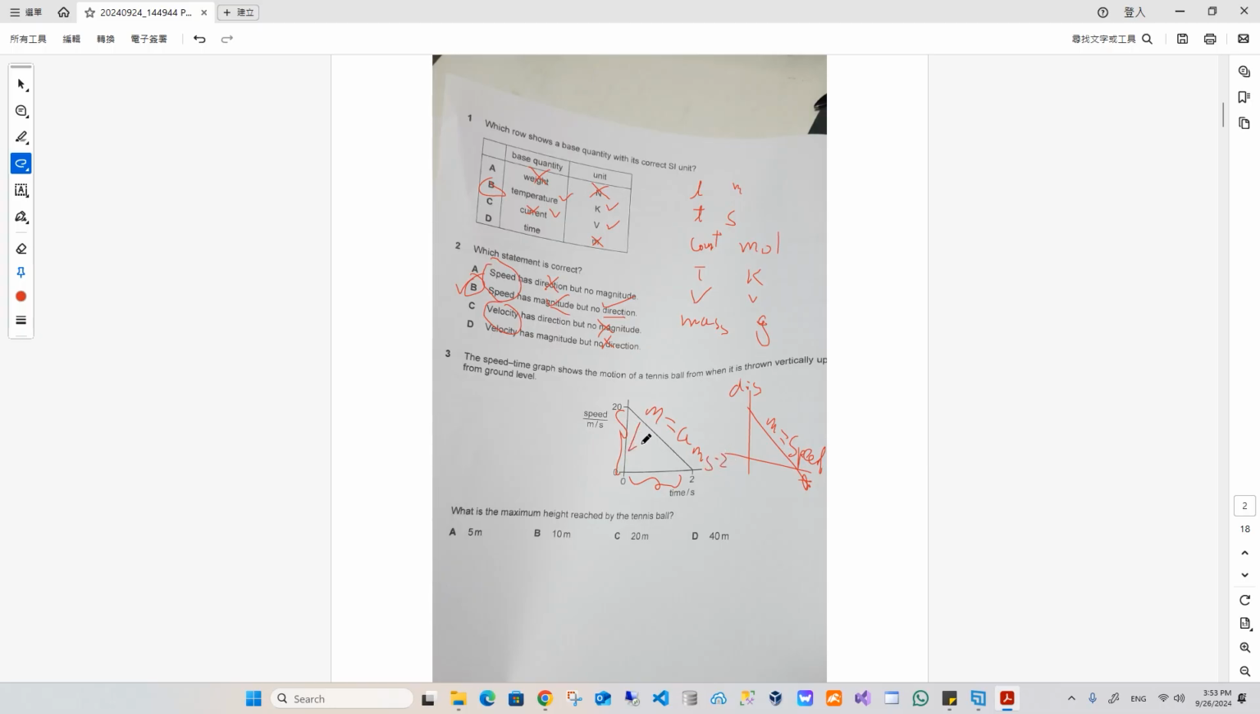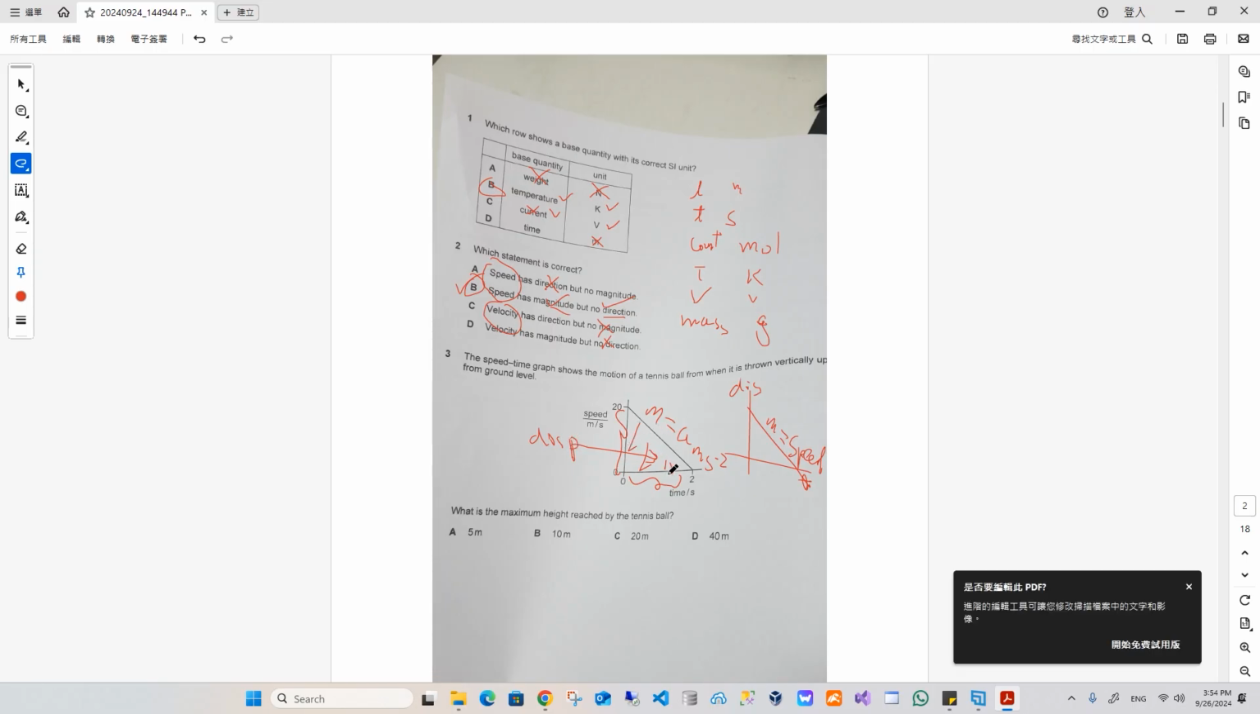But the area on the graph will be the multiplication. This times this, half times base times height, that kind of thing, right? So meter per second times second, you get back meter. So this is why this is the displacement. So the area under the graph is the displacement.